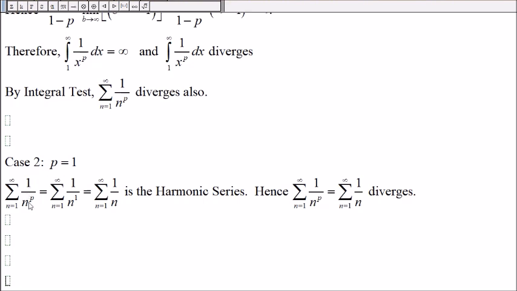If p is 1, then we get 1 divided by n to the first, which is just n. But the series 1 divided by n is the harmonic series, and we know that the harmonic series diverges, and therefore 1 divided by n to the p with p equal to 1 diverges.